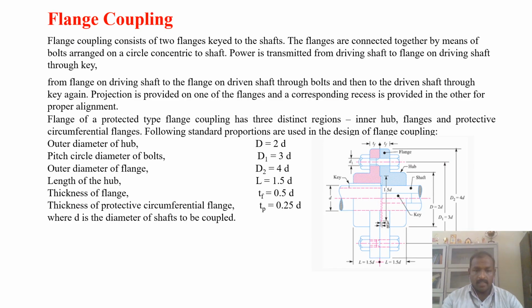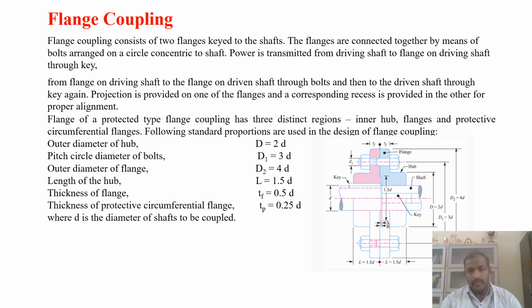Next we see about the flange coupling. The flange coupling consists of two flanges keyed to the shafts. The diagram shows that the flange coupling consists of parts: flange, hub, shaft, and key. The flanges are connected together by means of bolts. Bolts are used to connect all the parts. The power is transmitted from the driving shaft to the flange. A projection is provided on one of the flanges and the corresponding recess is provided in the other for proper alignment.